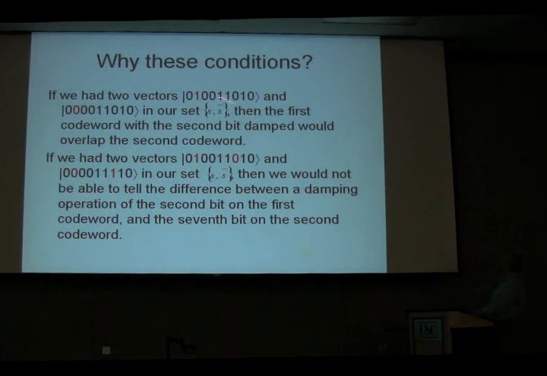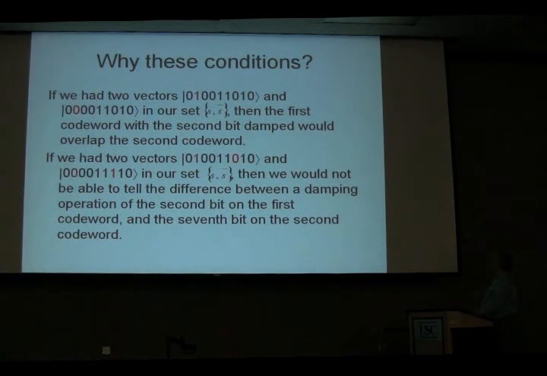So why do we need these conditions? Suppose two code words differed in one position: the first code word would be this plus the complement, and the second would be this plus the complement. Then a damping operation on the second qubit would give a big overlap with the other, so you couldn't tell them apart. So we don't want that. And if you had two vectors at distance 2 with the same Hamming weight, one with a 1, 0 here and a 0, 1 in the second, then we would not be able to tell the difference between a damping operation on the second bit of this one, which would give you a 0000110 state, and a damping operation on the seventh qubit of this one, which would give you the same state.